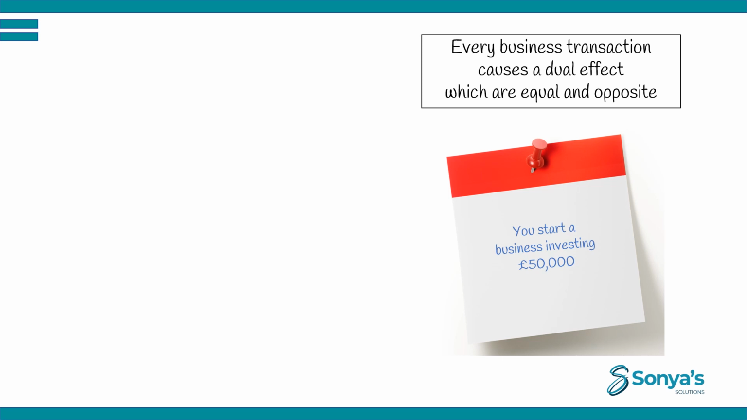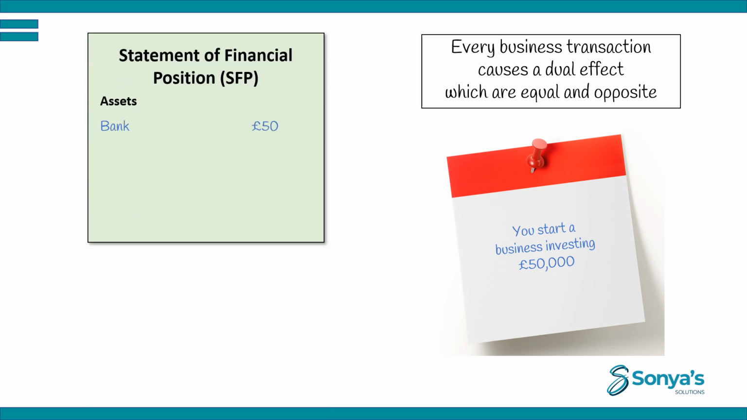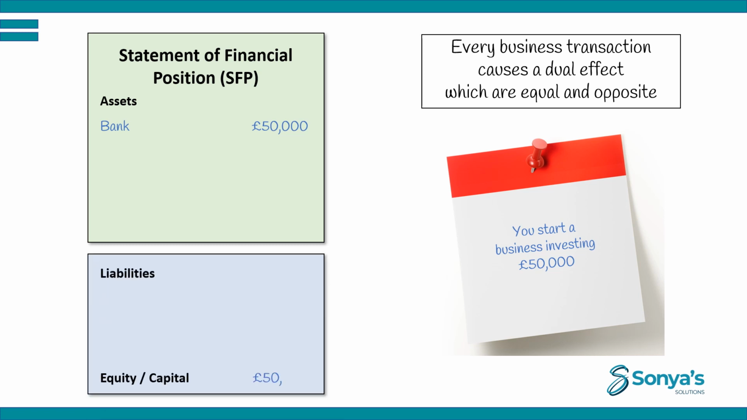Let's say you're starting a new business and you're using £50,000 of your own cash. You'll pay £50,000 into the business's bank account, so you'll create a business asset. The equal and opposite effect is the creation of a liability. The investment is recorded as equity or capital to indicate it's been provided by you, the investor. It belongs to you and it could be repaid at any time in the future.